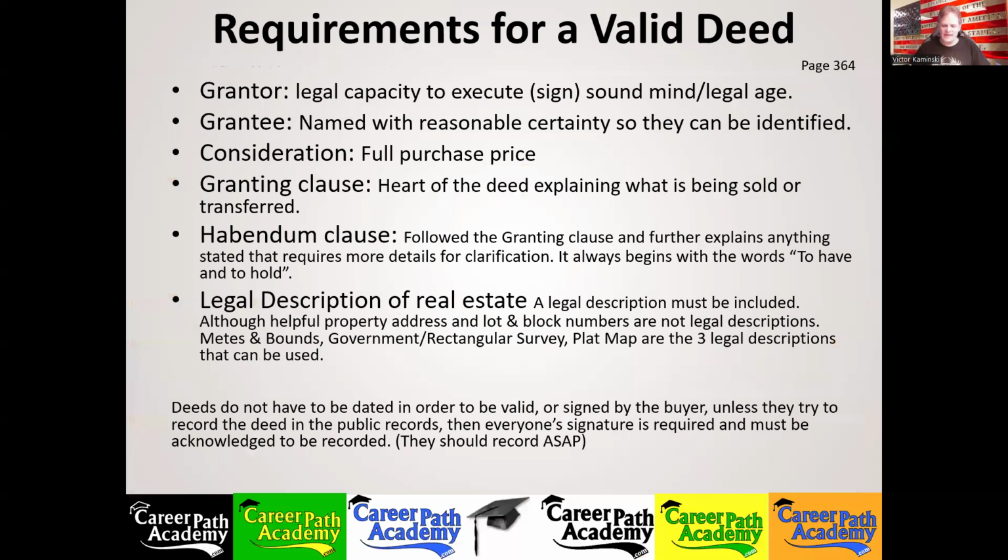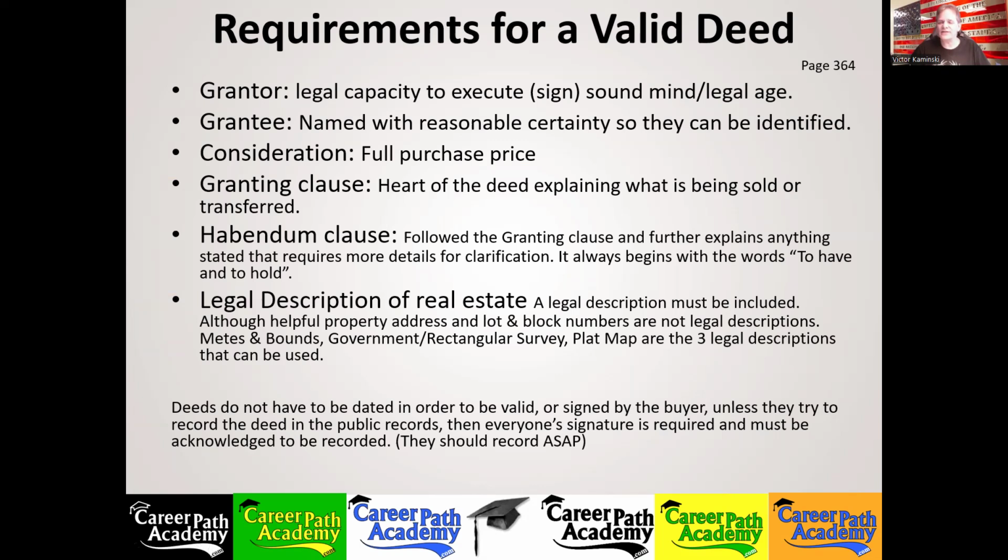So now we'll go over the anatomy of a deed. So the grantor, that's the seller. They should have legal capacity, just like with any contract, to sign. You got to be sound mind, legal age. The grantee is the buyer. They have to be named with reasonable certainty so they can be readily identified, and they need to be named in the deed. You have to spell out the consideration, what the full purchase price was, what the parties gave in the exchange.